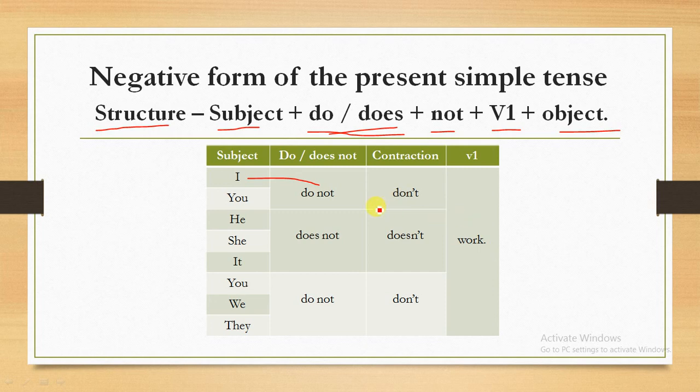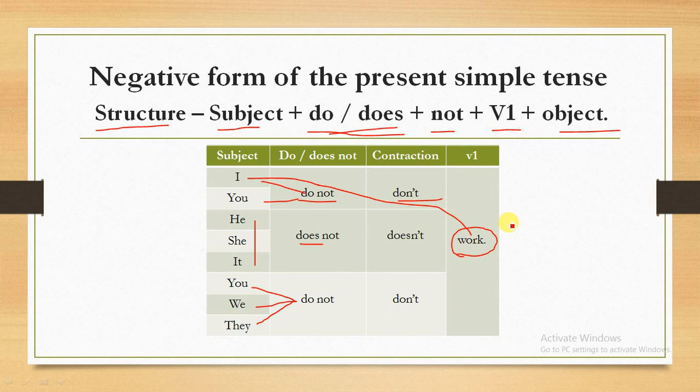I do not work, or simply we can use the contraction, which is the combination of these two words: don't. So, I don't work. She does not. For he, she, it we use does, and for first person, second person, and plural we use do. So always remember these things. And we use the verb's base or first form with do and does.